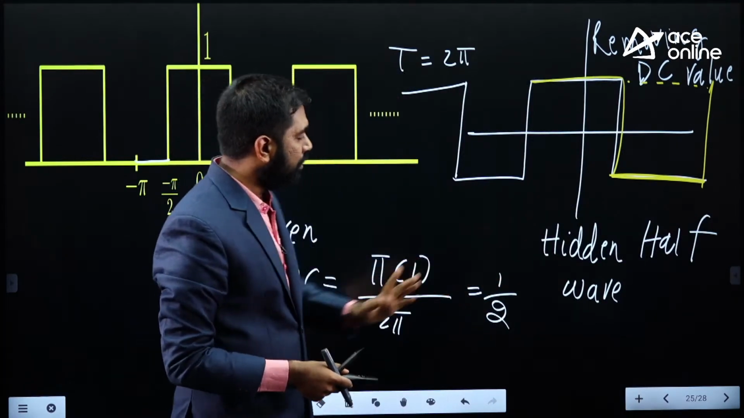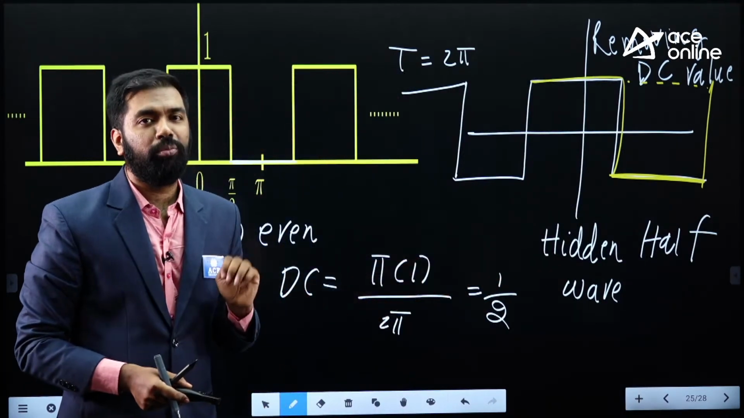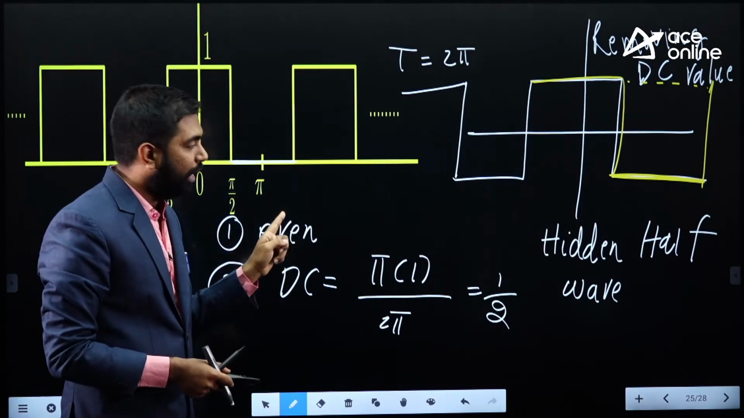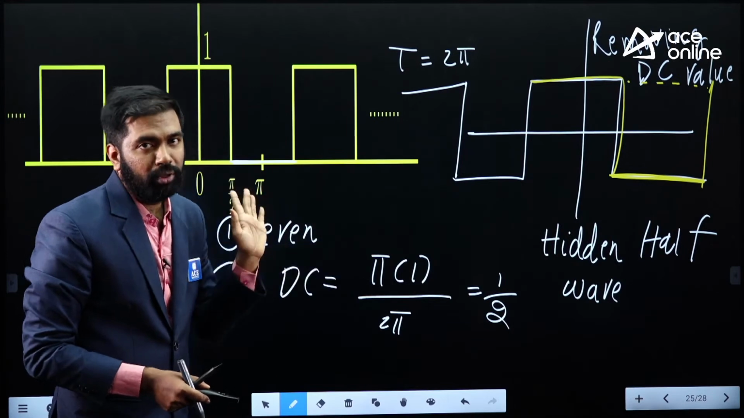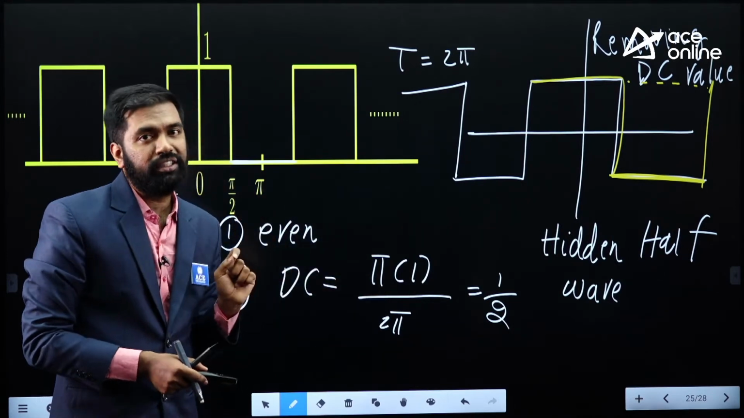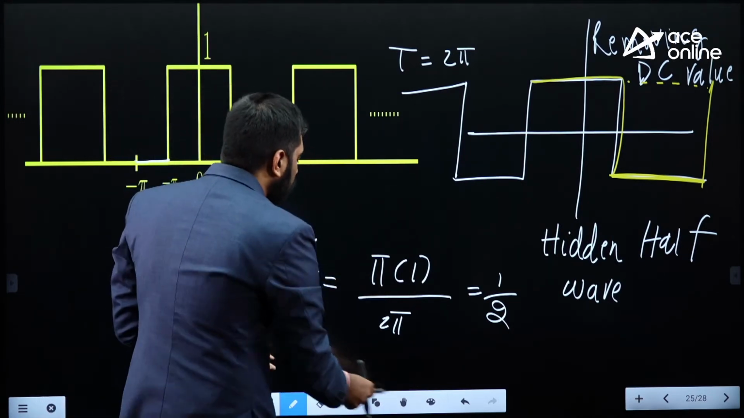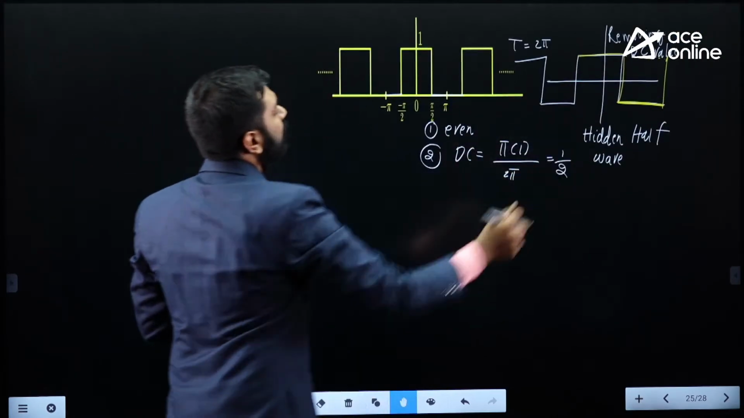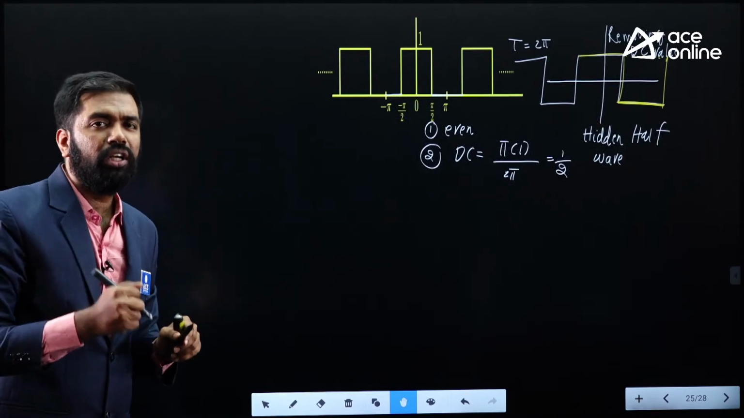If it is half wave symmetry, only odd harmonics are there. In addition to that, it's an even signal. So you'll have cosine with odd harmonics, and there is also a DC value. So finally, what's the conclusion? In its Fourier series representation, what are the terms?